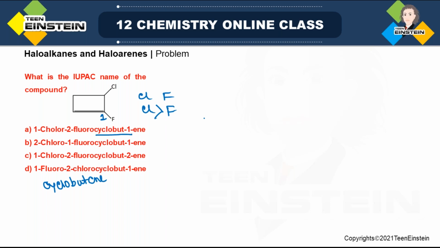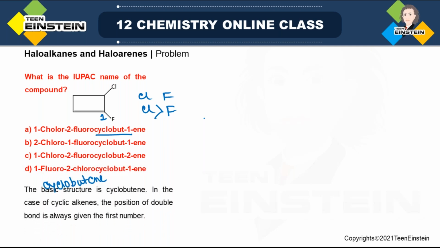So it is 2-chloro, 1-fluoro, then cyclobut, 1. So the basic structure here is cyclobutene. And in this cyclic alkene, the position of the double bond, and it is not just for cyclic structures, as we have also seen before, the position of the C=C double bond, or any multiple bond, will always get more preference. Fine. So at position 2 there is chloro, which will be mentioned first, then 1-fluoro, and the double bond position is also 1, so that is why it is cyclobut-1-ene. Any doubt?